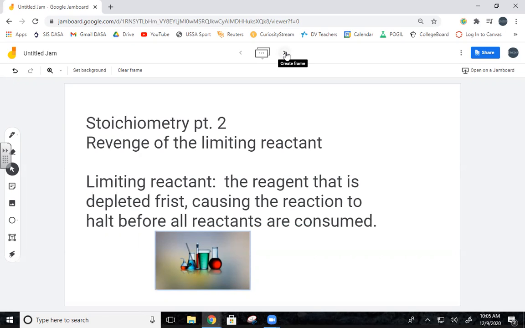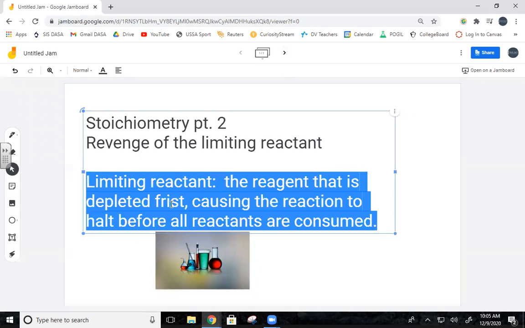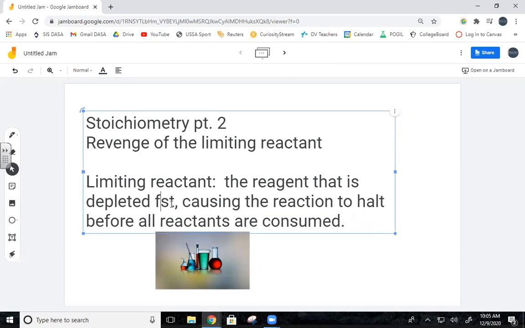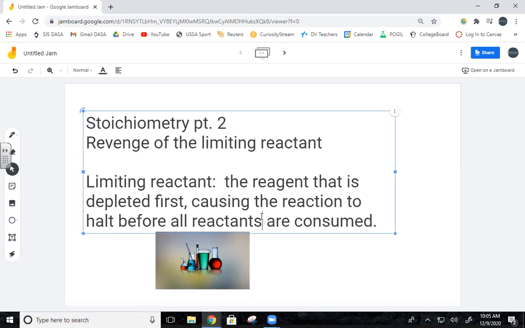Is that supposed to say first or first? Fine. First. Okay. Questions on what a limiting reactant is? No, yes, I'm still on first. Okay, just right. Yeah, you wrote it right.